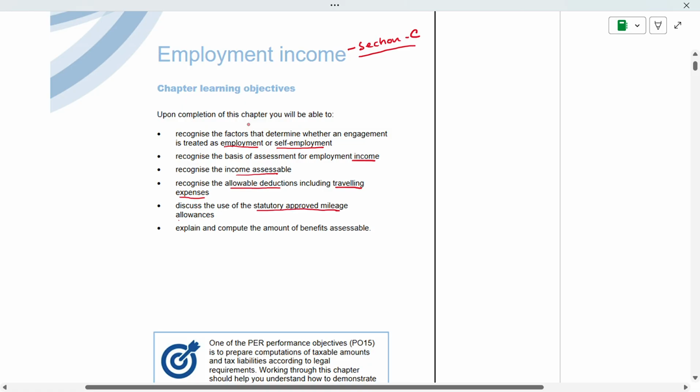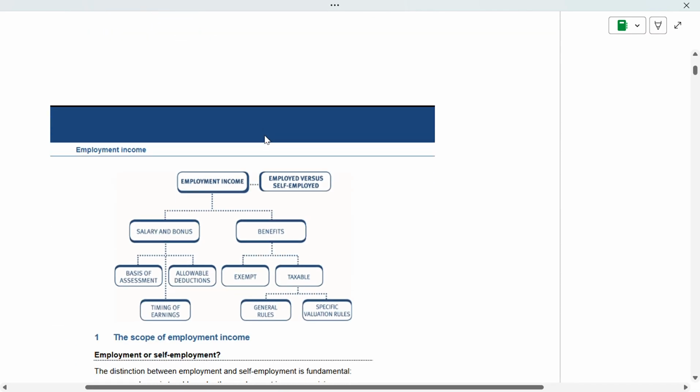We have done that: 45 pence, and 25 pence once it is more than 10,000 miles. If the vehicle is provided by the company or it is your own vehicle, all those things, and what the emission rates are. There are so many things which are going to be done. Explain and compute the assessable benefits.